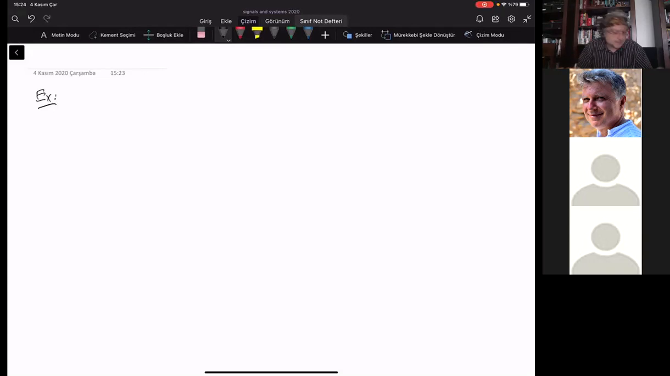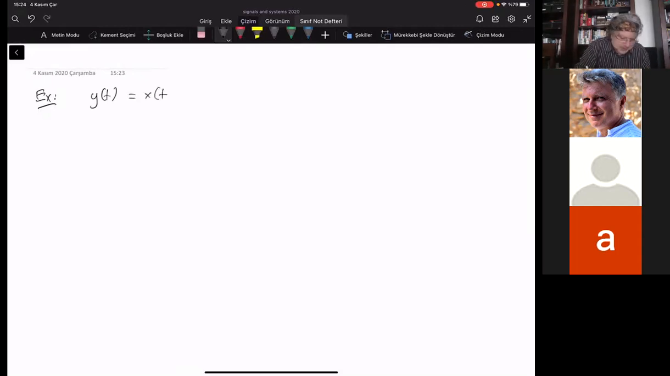In this example, we have, let's say, an indefinitely simple input-output relation of a linear time invariant system. It's this. Y of t is equal to x of t minus 3. It's a delay system. Now, what is the frequency response, for example, for this kind of an input-output relation? How can you find the frequency response of the system?